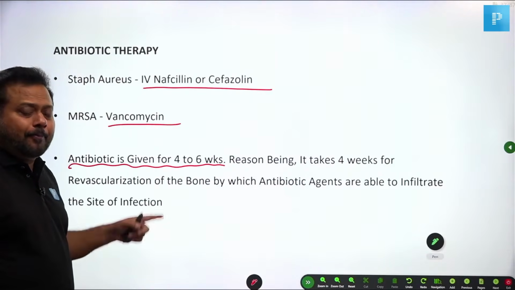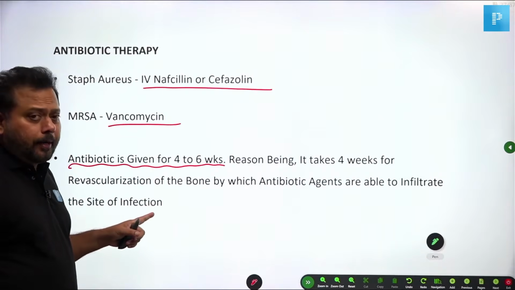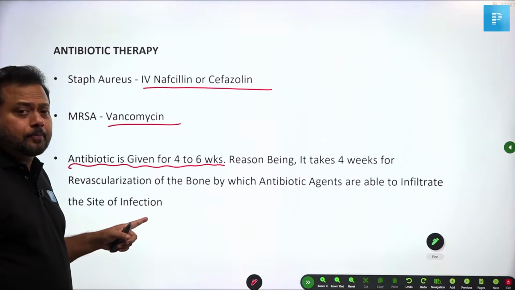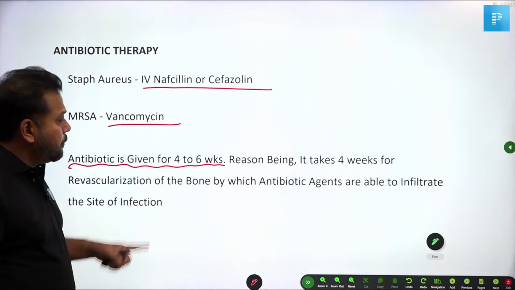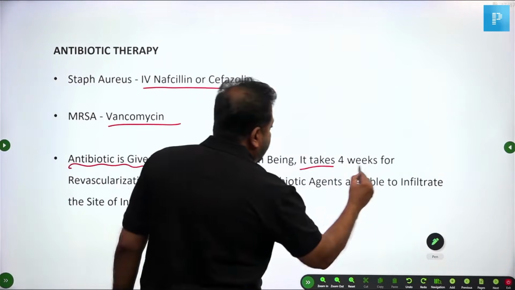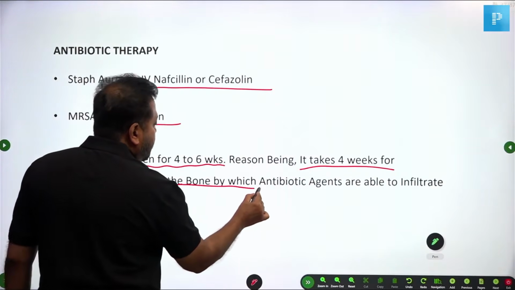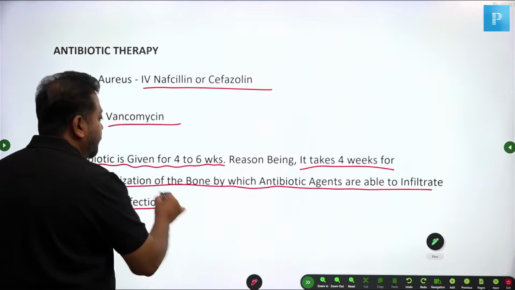In our setup, we are giving minimum 6 weeks. 6 weeks means 1.5 months, 45 days. You see here, it takes 4 weeks for the revascularization of the bone to happen, by which antibiotic agents are able to infiltrate the site of infection.